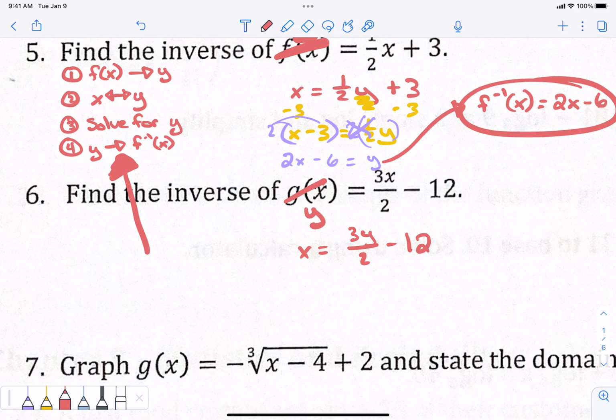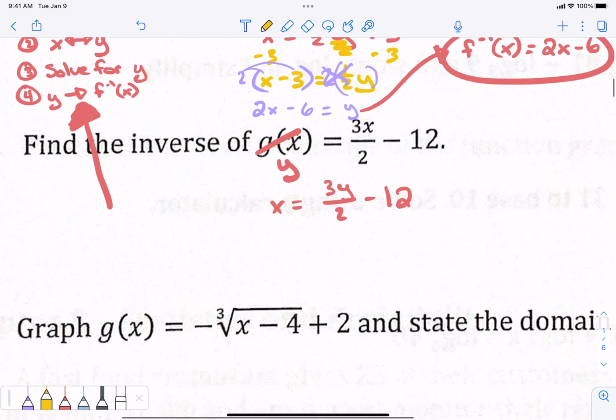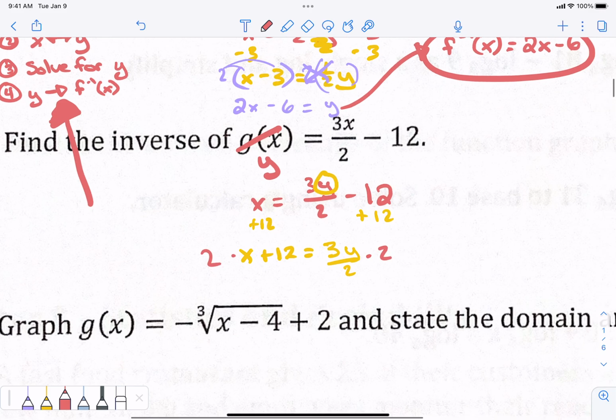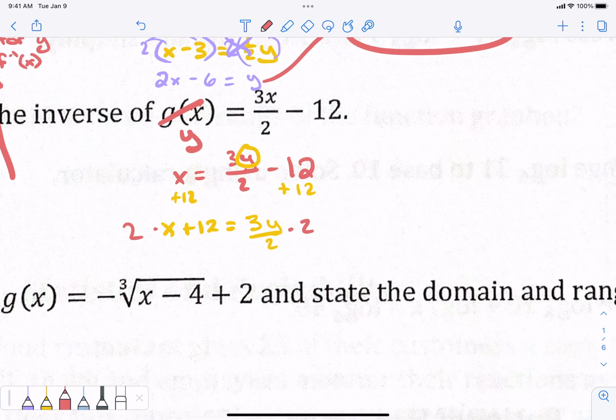Now step 3 is the hardest step. We're going to undo it. So we're going to add the 12 first, right? We're solving for y, trying to get y by itself. So we add the 12 over. x plus 12 equals 3y over 2. Multiply by 2. When I do that, 2x plus 24 equals 3y.